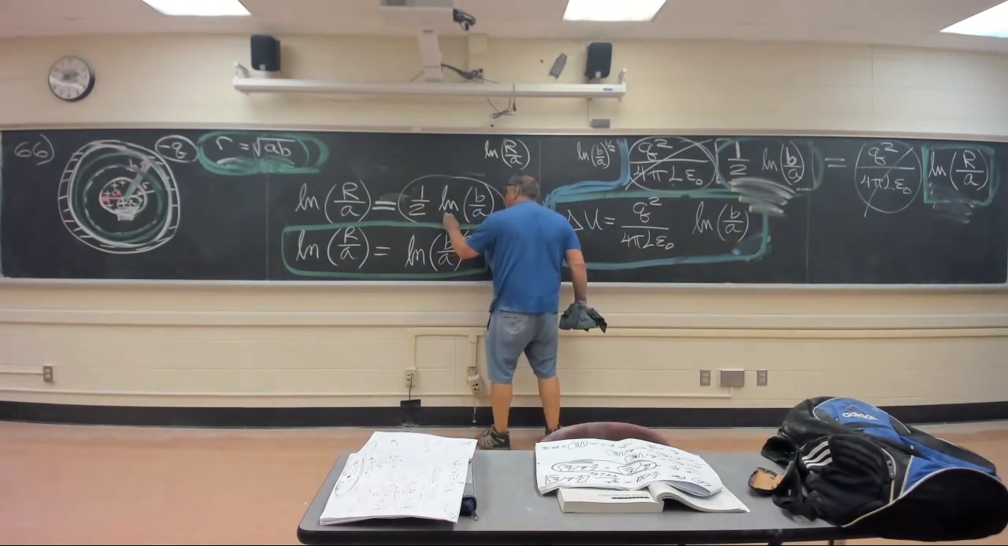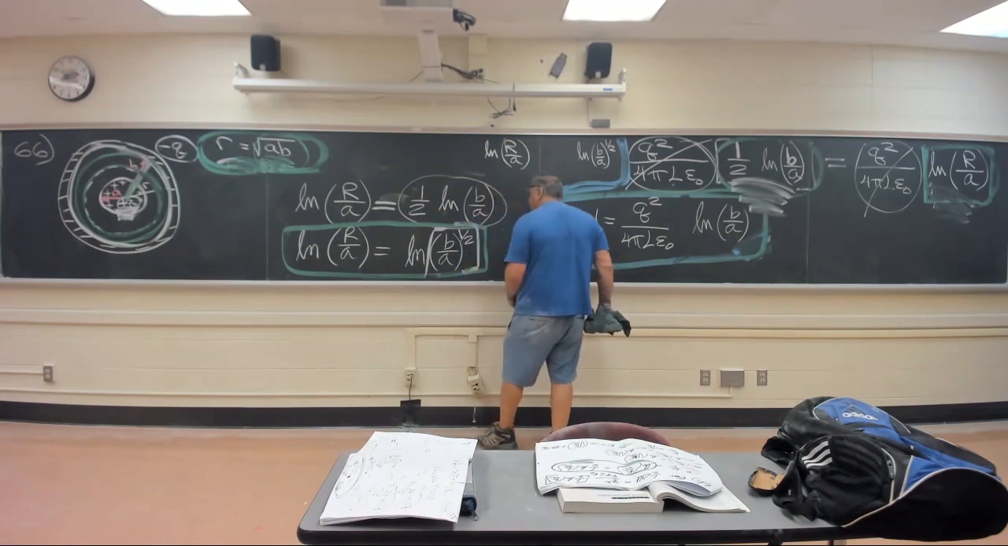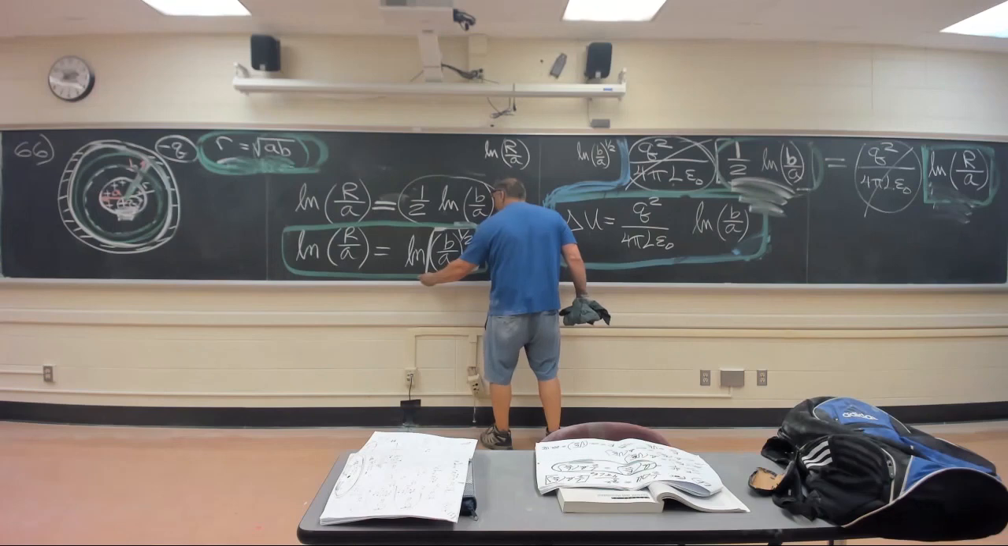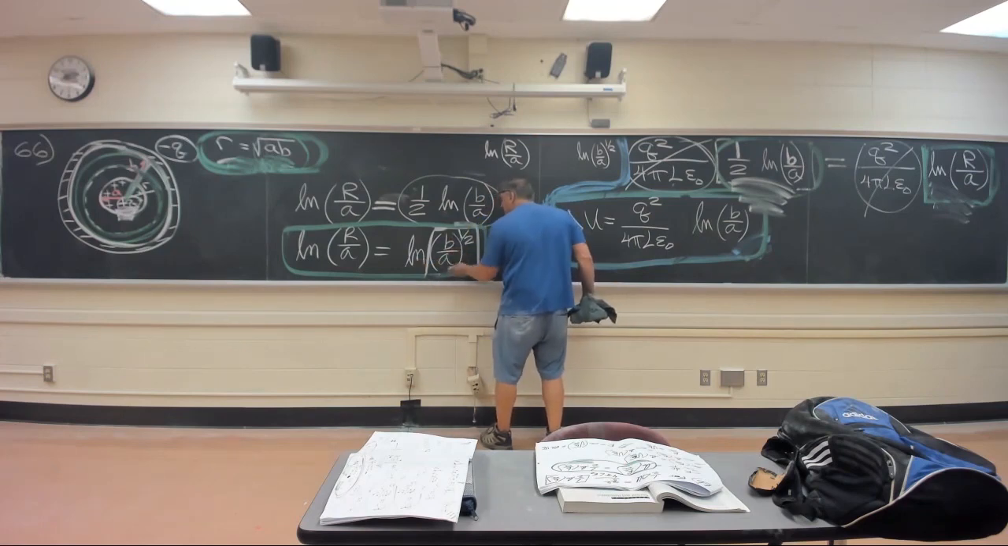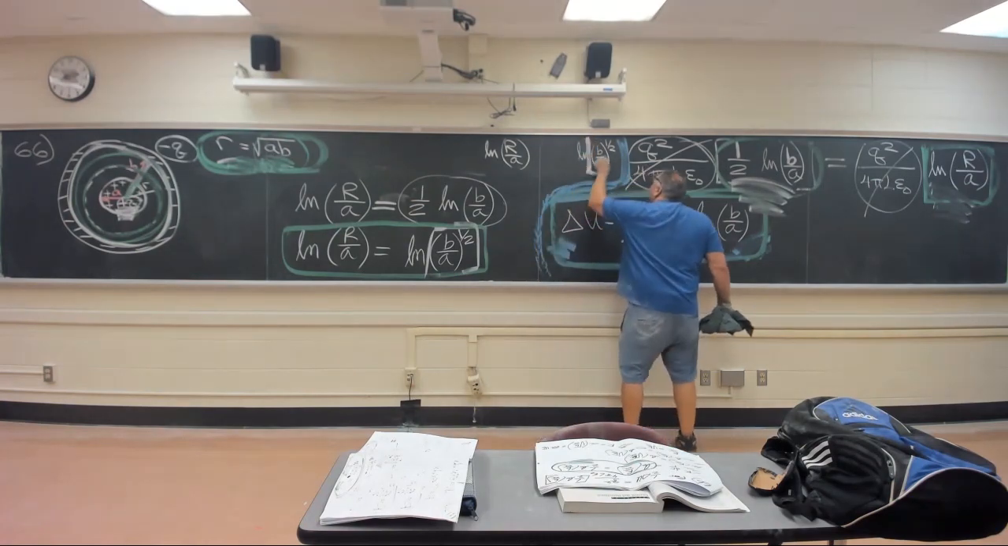1/2 times ln of the quantity B over A is the same as ln of the quantity B over A taken to the 1/2. In other words, you're not exponentiating the logarithm, you're exponentiating the quantity whose logarithm you're getting. That's what it means. So, just want to make that very clear, guys. You know it anyway, but let's cover ourselves.